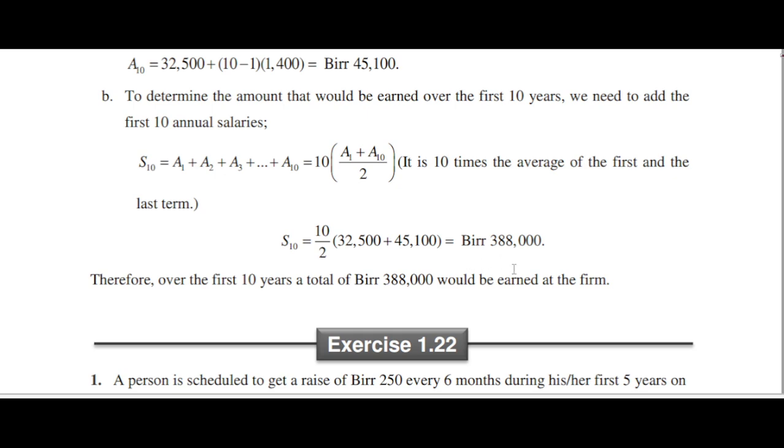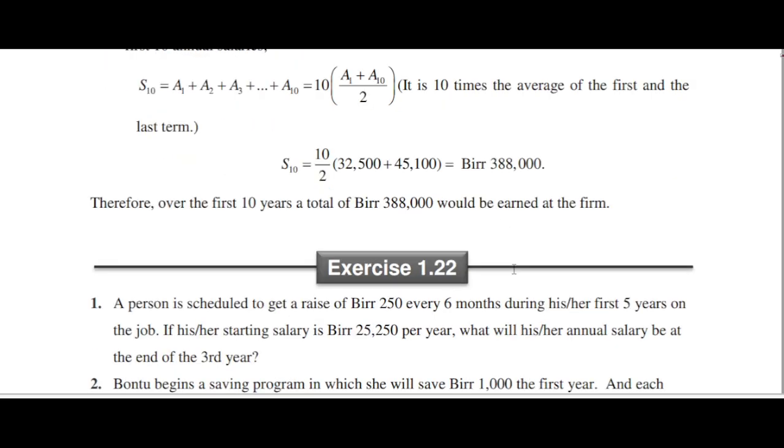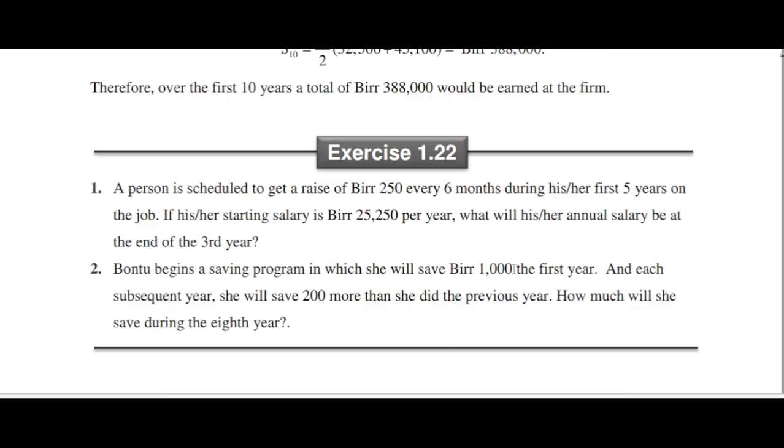Now let's go to exercise 1.22. The first question states like this: a person is scheduled to get a raise of $250 every 6 months during his or her first 5 years on the job. If his or her starting salary is $25,250 per year, what will his or her annual salary be at the end of the third year?